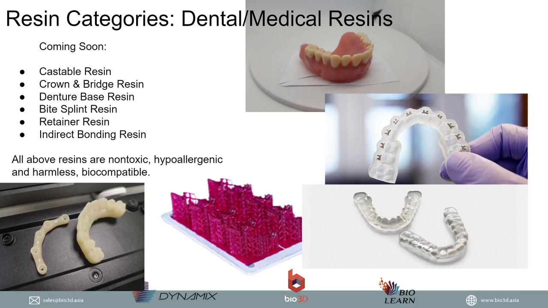The next resin we're going to be talking about is the retainer resin. This is a resin with which you will be able to directly 3D print your retainers. It is a biocompatible, non-toxic, hypoallergenic resin. Once again, it has very good resistance to impact and deformation stress, which means that it's perfect for retainers. It does not warp, it doesn't deform, and to a certain extent, this resin has a little bit of a memory characteristic about it.